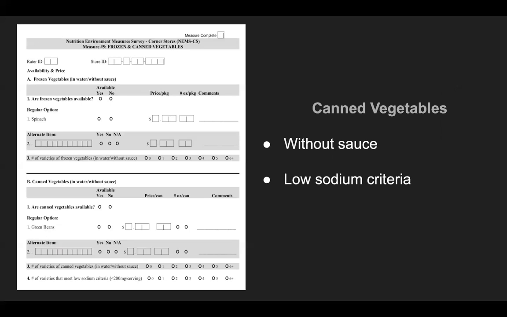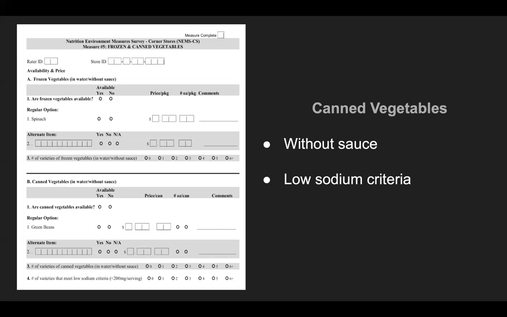And then for canned vegetables, you want to have them without sauce. And I forgot to mention that goes for the frozen vegetables too. Most frozen vegetables I encountered were just plain, just the vegetable flash frozen. But you might see some that are like an Asian stir fry blend and they have extra sauces and stuff on it. You don't want to record those. We're just looking at the price and availability of plain vegetables without any additional sauces added.